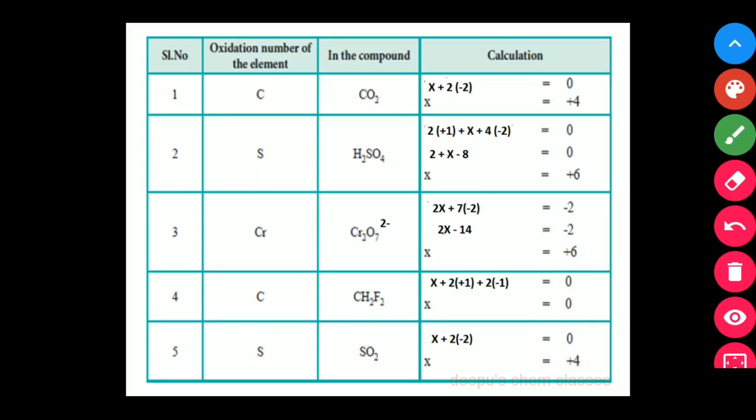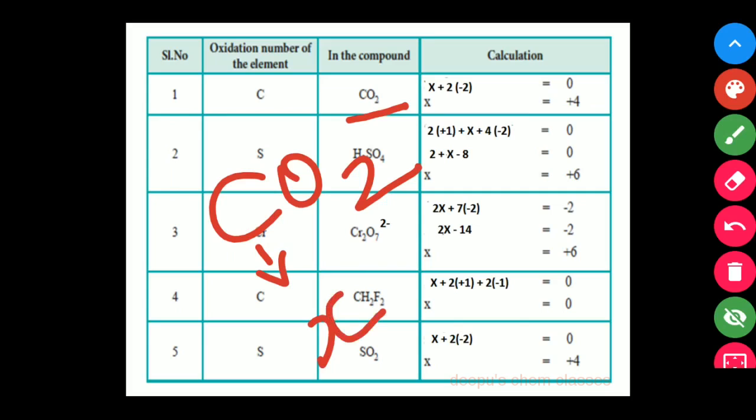Certain examples are provided here. In each compound, we are going to find the oxidation state of a specific element. Let us see carbon dioxide. Let us find the oxidation number of carbon. The element whose oxidation number is to be found is considered X in the calculation. For carbon, we consider X because that is the unknown.